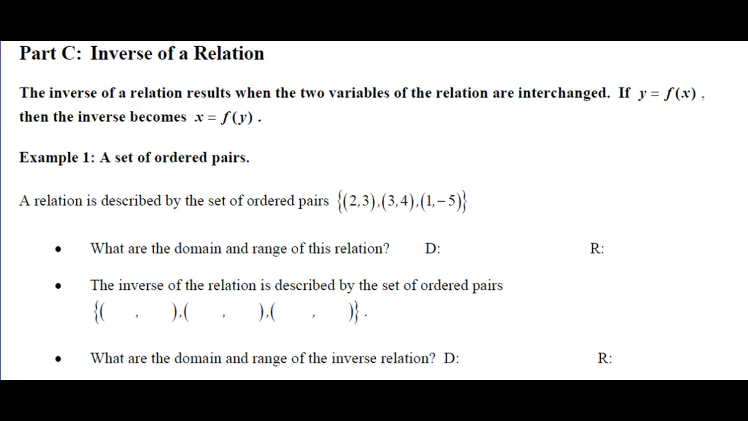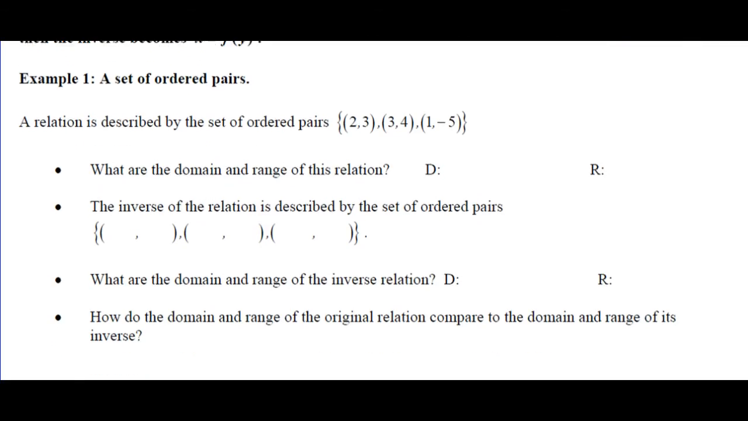Example 1, a set of ordered pairs. A relation is described by the set of ordered pairs (2, 3), (4, 1), (negative 5, 3). What is the domain and range? The domain is the x values. It is the set of numbers, and we could list them in order if we like: negative 5, 2, 4. And the range is the set of numbers 1, 3.